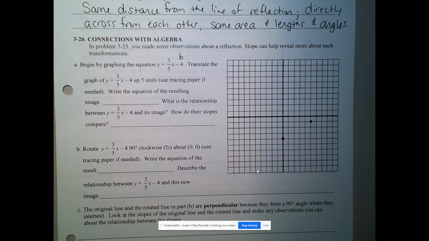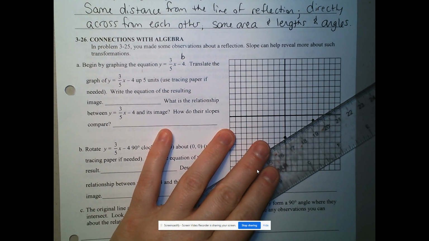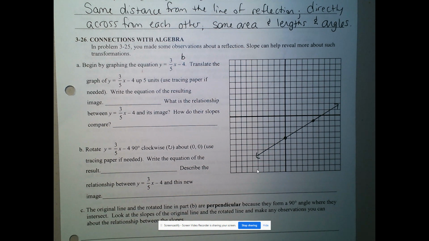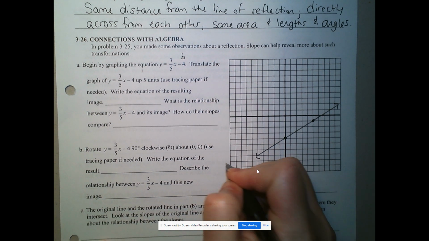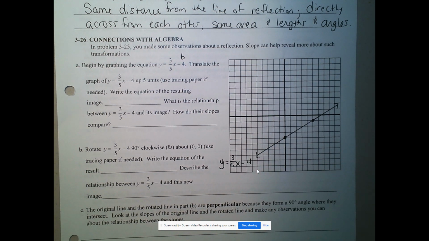We'd have 2 points. You do want to use a ruler on this if you have one available. If not, just use the straight edge of something that's not going to bend. It doesn't have to be a ruler because we're not measuring anything. So there's our y equals 3/5 x minus 4.